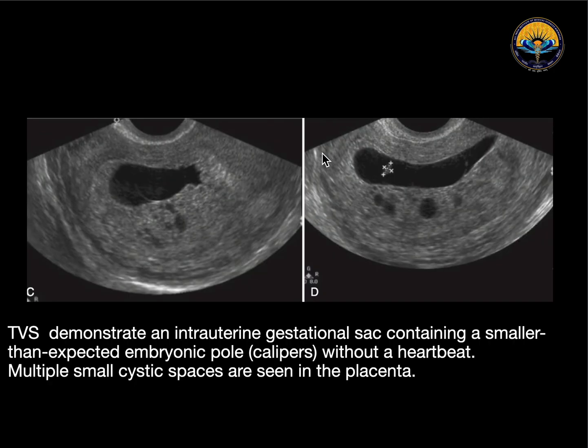Then coming to the second set of images, in this one we could see there was an intrauterine gestation sac, and in this sac there was one fetal pole seen within it, and this fetal pole was smaller for gestational age. Further, we could see the placenta having multiple small theca lutein cysts, multiple cystic lesions within it, and this was a clear-cut case of a partial mole. So we could see multiple cystic lesions in the placenta and an embryo which was smaller for gestational age.